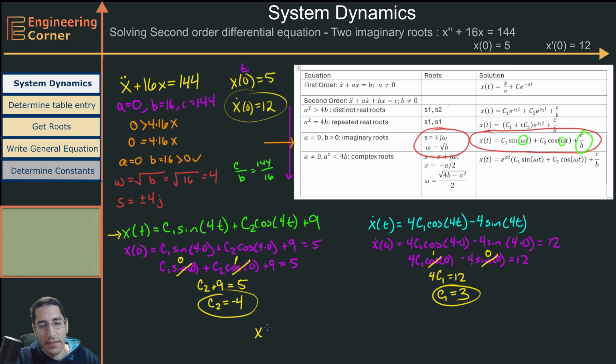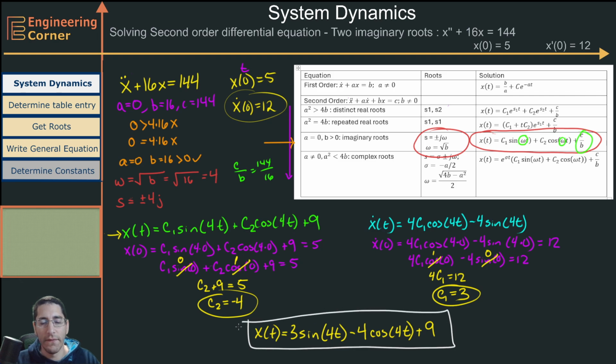So x of t is equal to c1, 3, times the sine of 4t, plus c2, so that's a minus 4, times the cosine of 4t, plus c over b, which was 9. So plus 9. And this is the final answer, the particular form of this differential equation.